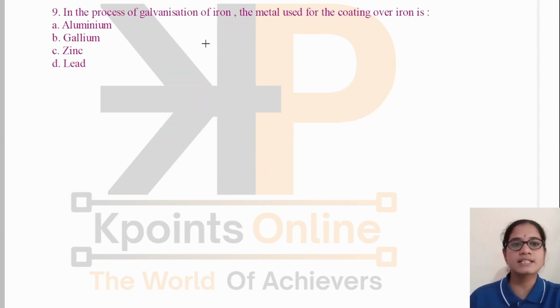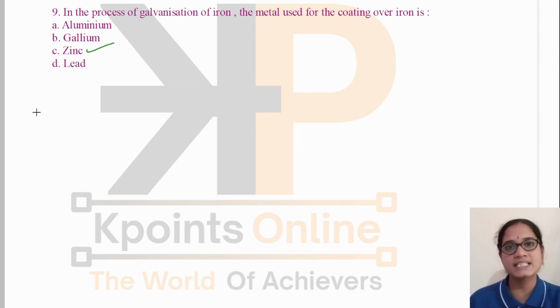The next question is, in the process of galvanization of iron, the metal used for the coating over iron is aluminium, gallium, zinc and lead. Zinc is the correct option. The process of forming a layer of zinc on the iron articles is called galvanization.